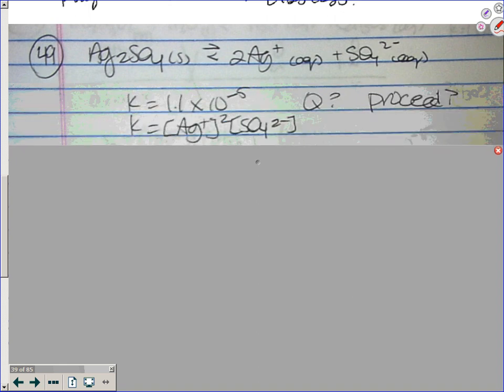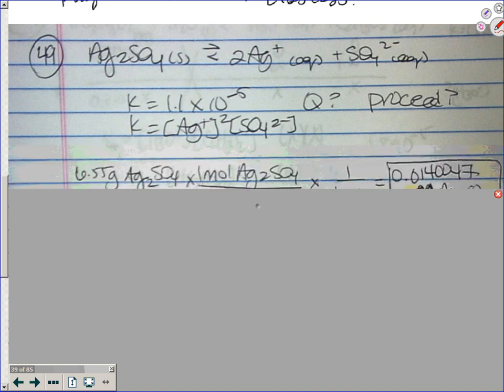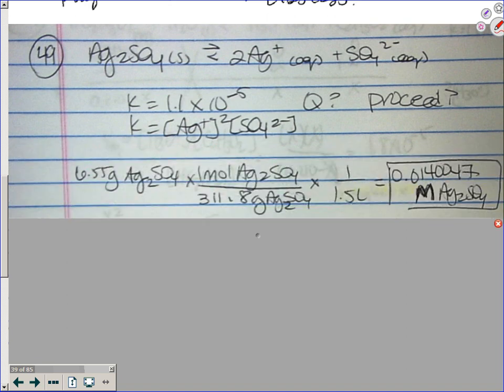So you're given the K value, it's pretty small. You're given these two ions, and this is solid, so you're excluding the solid from the K expression. So concentration of silver ion will be squared, sulfate will just be raised to the first power, and you're answering basically which way will it proceed, left or right. So given 6.55 grams of silver sulfate, you can find a molar mass, you get moles, you divide by liters, you should get a molarity of 0.0140047. So you can get your molarity. Thumbs up if you understand how we're getting molarity here. Okay, so that's for the silver sulfate.